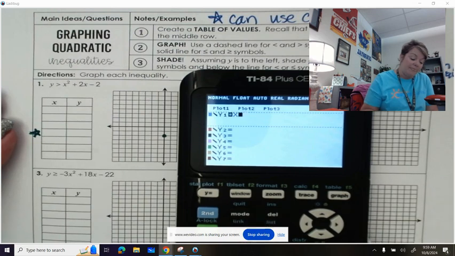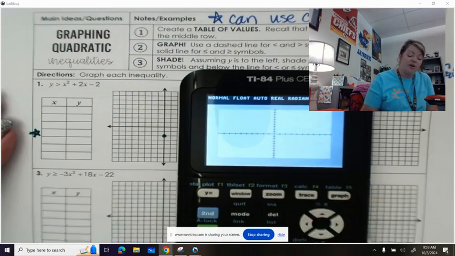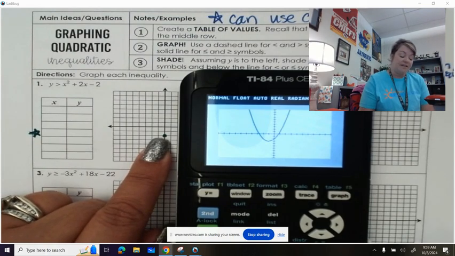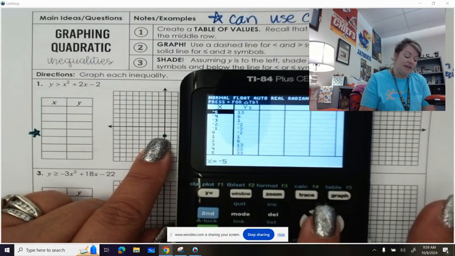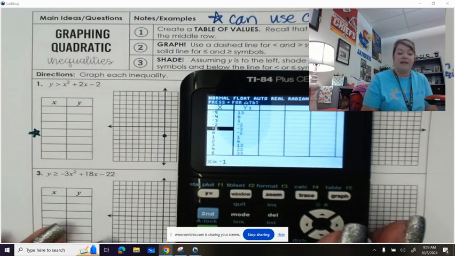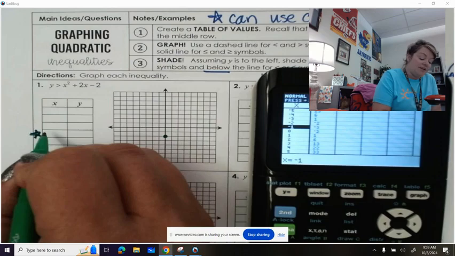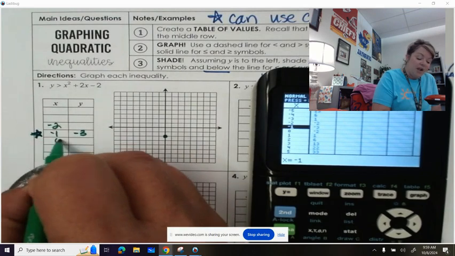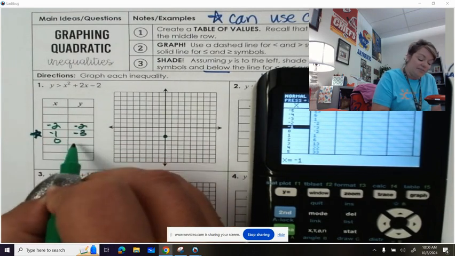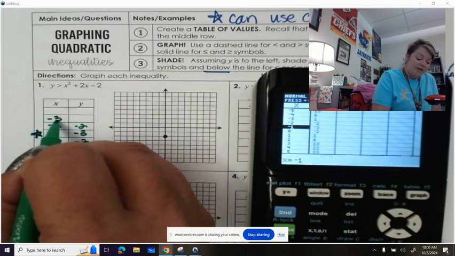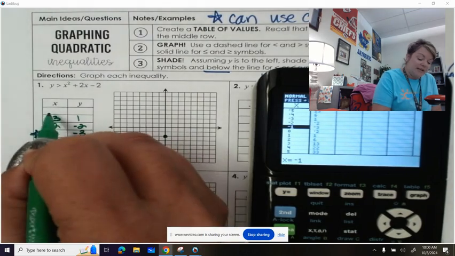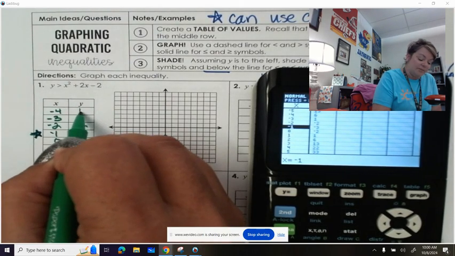x squared plus 2x minus 2. Right? And so look at our parabola. We know it opens up. We know it should cross right here at negative 2. It does all the things. Let's go look at our table and find our vertex. Looks like my vertex is right here at negative 1, negative 3. How do I know that? Because the points on each side of it are symmetrical. Negative 2 and 0 are both at negative 2. Negative 3 and 1 are both at 1. And 2 and negative 4 are both at 6.